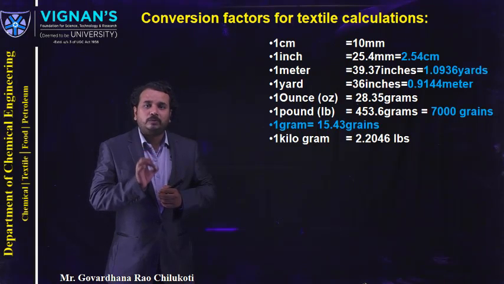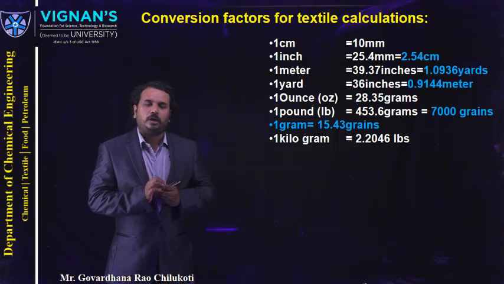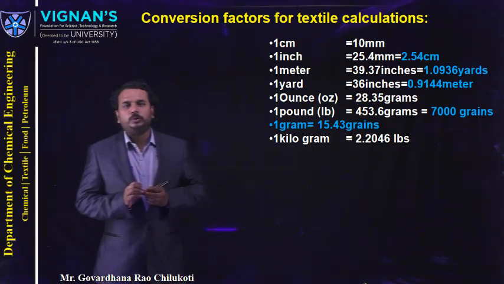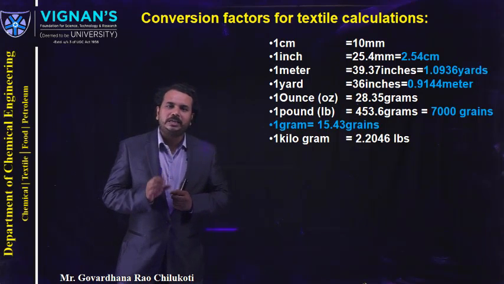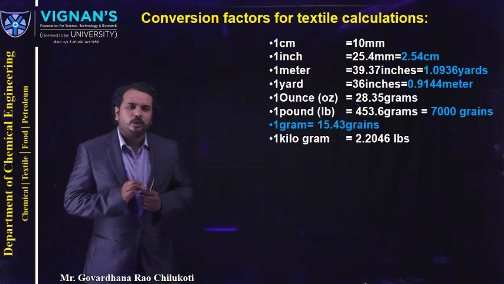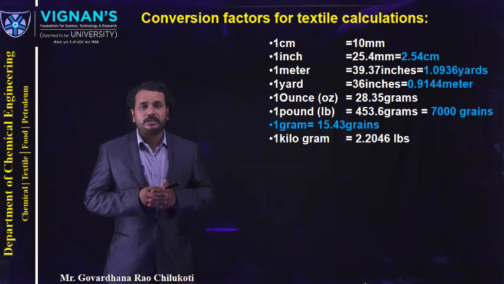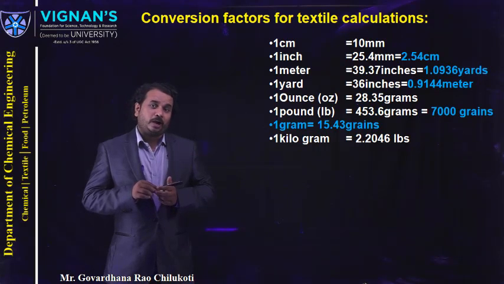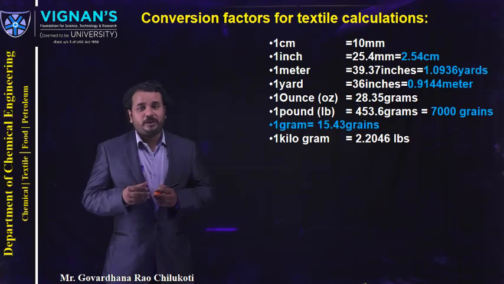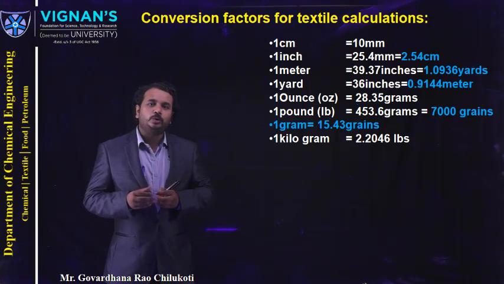1 ounce is equal to 28.35 grams. 1 pound is equal to 7,000 grains and 453.6 grams. 1 gram is equal to 15.43 grains. 1 kilogram is equal to 2.2046 lbs.